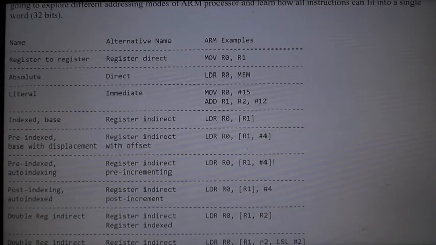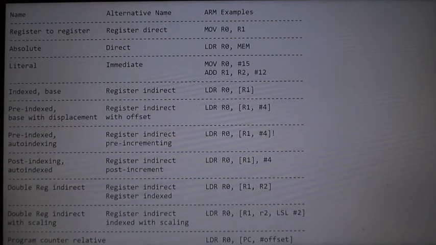So these are all the names: register to register, or it can alternatively be called something else. In this column are the alternative names, which is what you will find in the ARM manuals. So the first is register to register. Its example is, suppose we have to move the content of the R1 register into the R0 register. So register to register is direct. Then we have absolute addressing. It is called direct addressing.